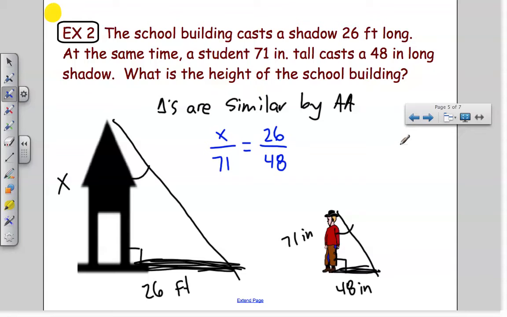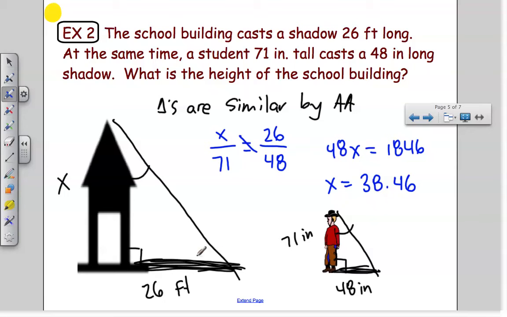So now I can cross multiply and figure this out. Here I get 48x equals, I have to do 71 times 26, 1,846 divided by 48. And it looks like the height of the school building is 38.4. I'm going to go to 2 decimal places, so 38.46.